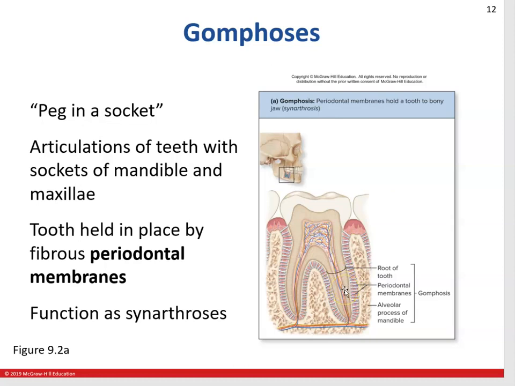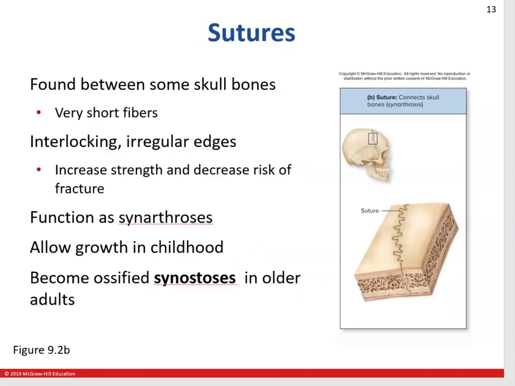When your kids are losing their baby teeth and that tooth is like hanging out by a thread. What's the thread? What's holding it in there? It's those little periodontal membranes. And that's when the parent will attach a string to the tooth and, I don't know, connect it to the drone and have it take off. That's what they're breaking. That's how that's coming out of there. So that's a gomphosis.